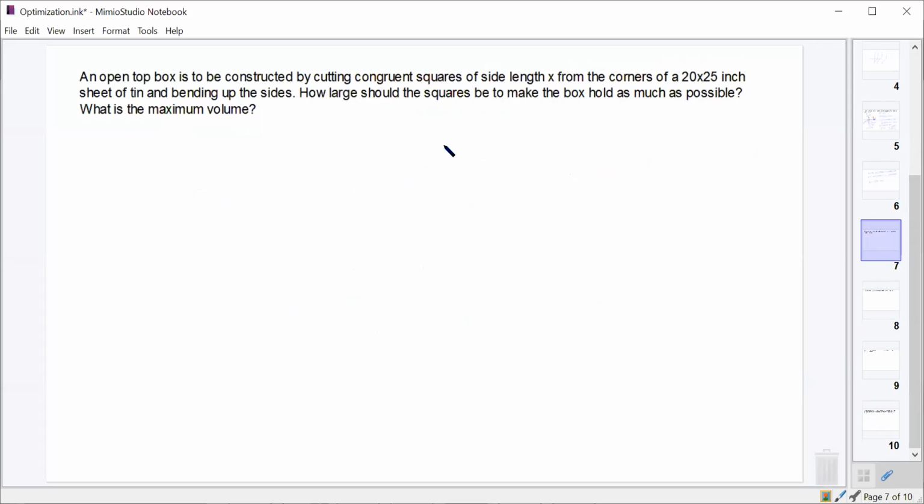All right, let's take a look at this next one. So we're going to take a sheet of tin and we're going to cut off squares of each side from it to make an open top box. I'll let you guys take a second to read through it. And why don't you take like a minute, read it, and see if you can draw a picture to represent what we're doing, and then we'll work on labeling it together.